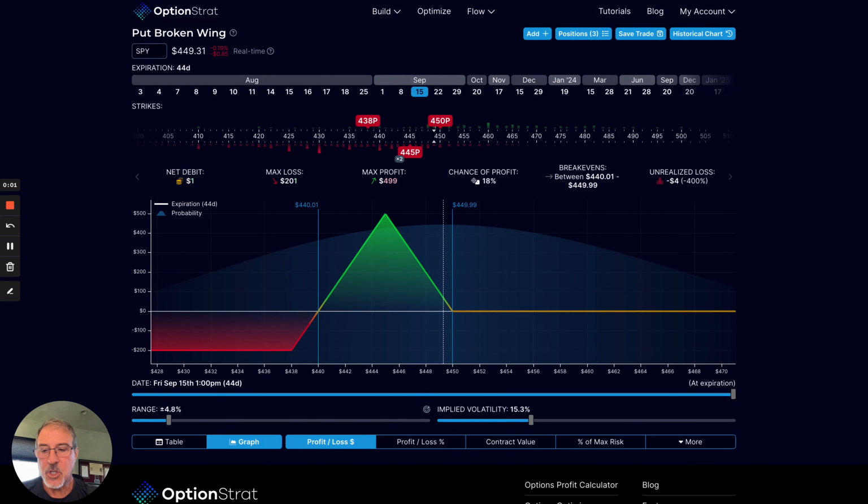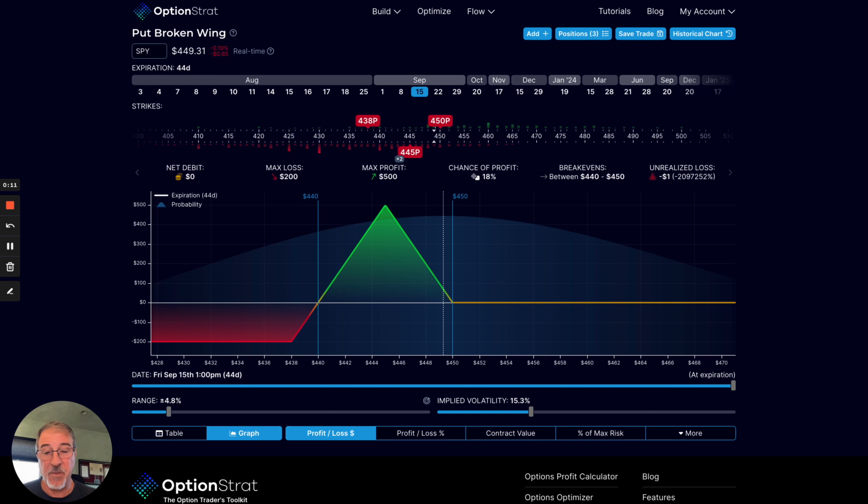Hello, traders. So I was going to do another in the series of contrast and compare. However, there's an opportunity this morning that I really like for one of my favorite trades. So I'm actually going to do a put broken wing butterfly, and I'll explain the reasons behind this particular trade, why I'm doing it, etc.